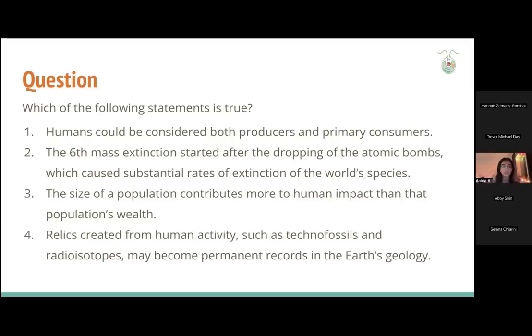And option 3 is false because, as we stated previously when talking about the IPAT framework, it is the wealth of a population that has more of an impact than the size of a population. 4 is correct because, as we discussed, the Anthropocene has records and physical evidence for it through technofossils and radioisotopes, because they might become permanent records in the Earth's geology. So that's it for me.